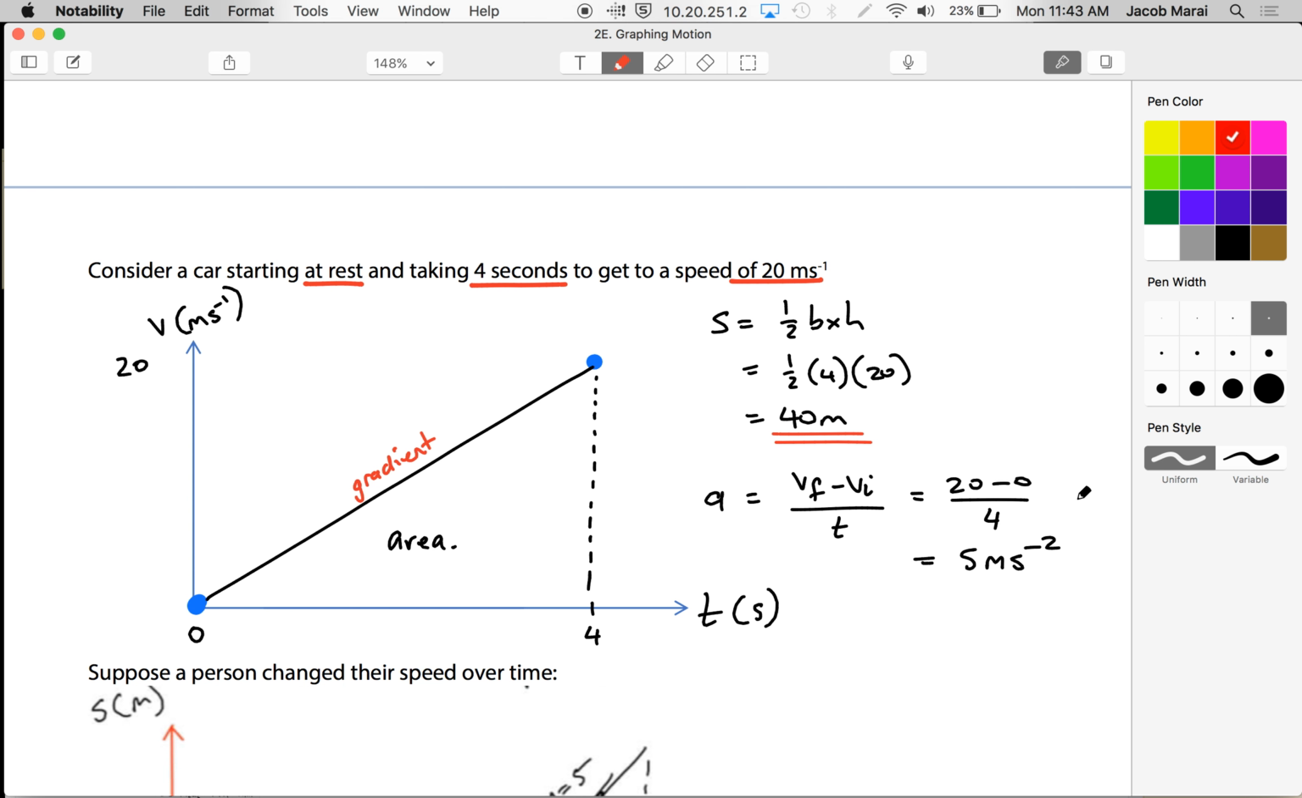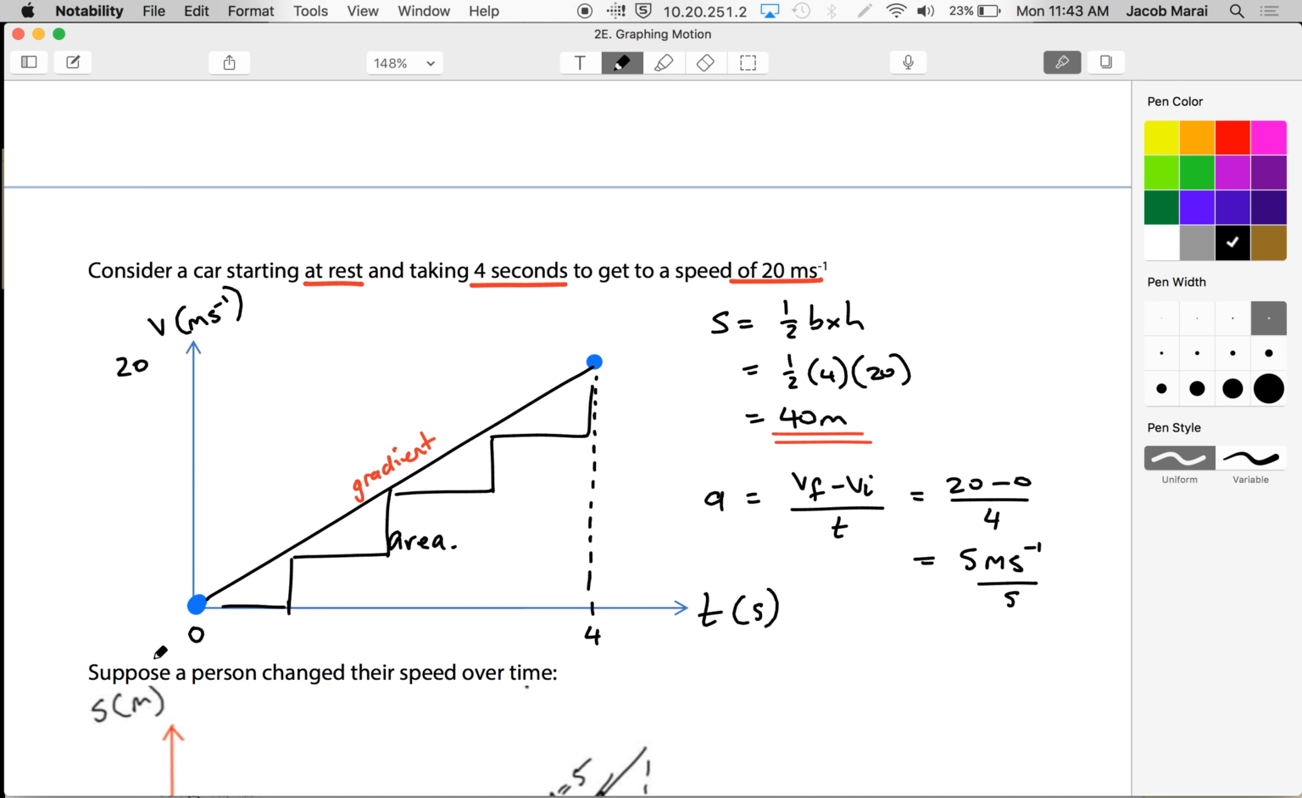So every second it was increasing its velocity. Yes, you're absolutely right, but let's just write it as that for now. It's 5 meters per second per second. Every second it went up by 5. There you go. You got 4 1-second steps increasing with an average height of 5 every second.